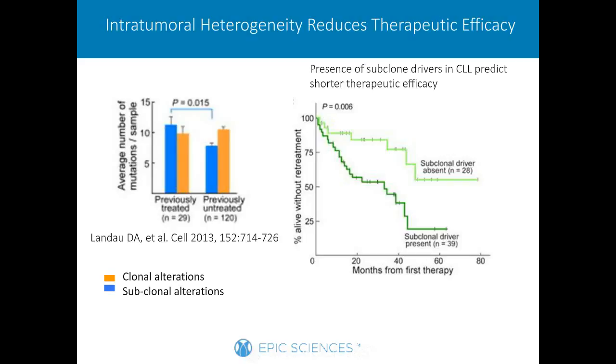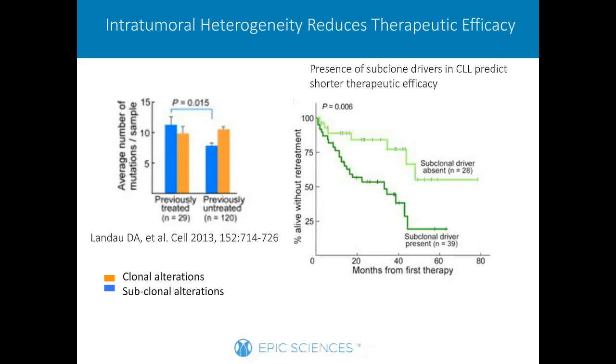And so the interesting take-home from this message, in the upper left-hand corner, you can see the average number of mutations per sample that were detected, either subclonal in blue or clonal in orange. So there were more subclonal alterations detected in patients that had received previous treatment versus the patients that were treatment naive. And that was a statistically significant difference.